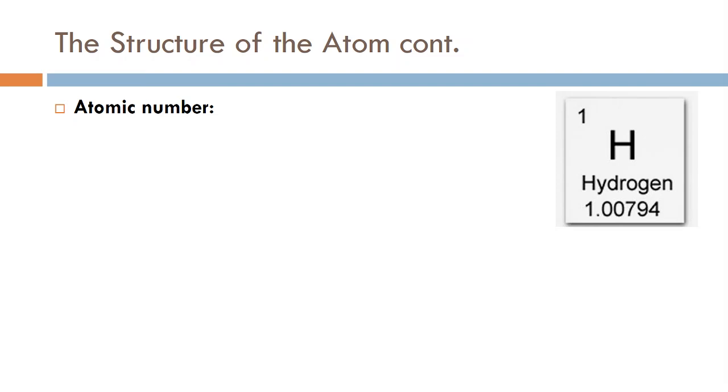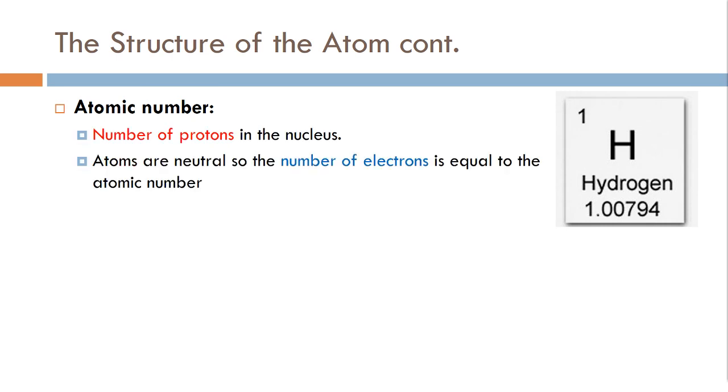Good, both are correct. Atomic number tells you, come on, respond. The number of protons in the nucleus, hence the number of electrons. Good.